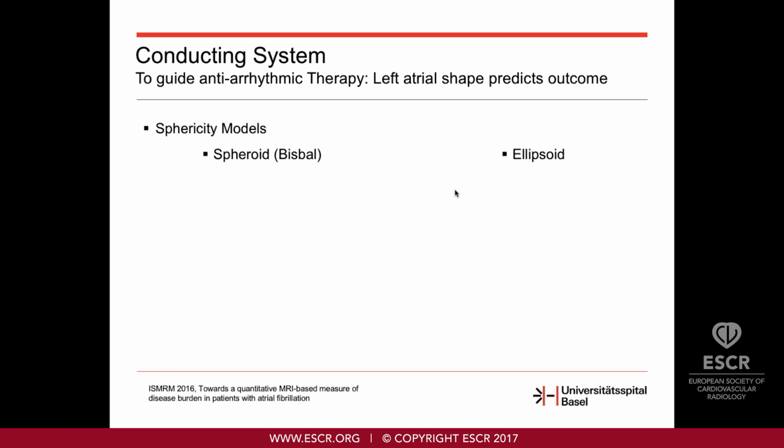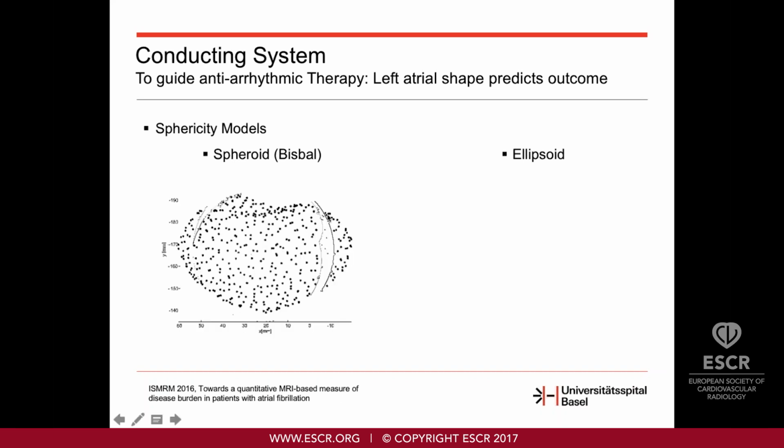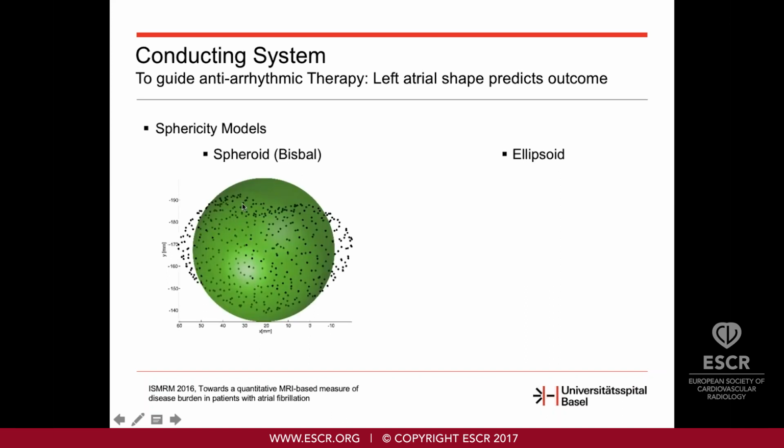And we are quite happy that this ellipsoid, here you see this outcome for the ellipsoid, helps to predict outcome in these patients, or it's correlated with the outcome in these patients, and it seems to be even better than the spheroid or the ball that I talked about earlier. So the detailed analysis of the morphology of the left atrium helps us to predict outcome in patients with arrhythmia, with atrial fibrillation, and to guide therapy.